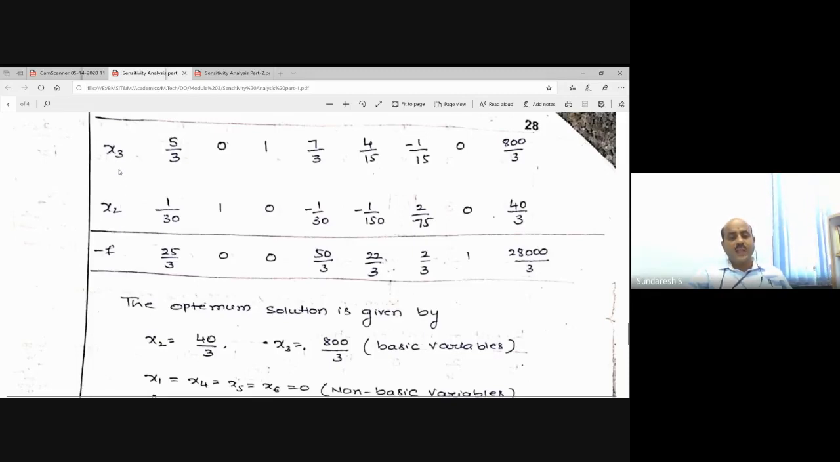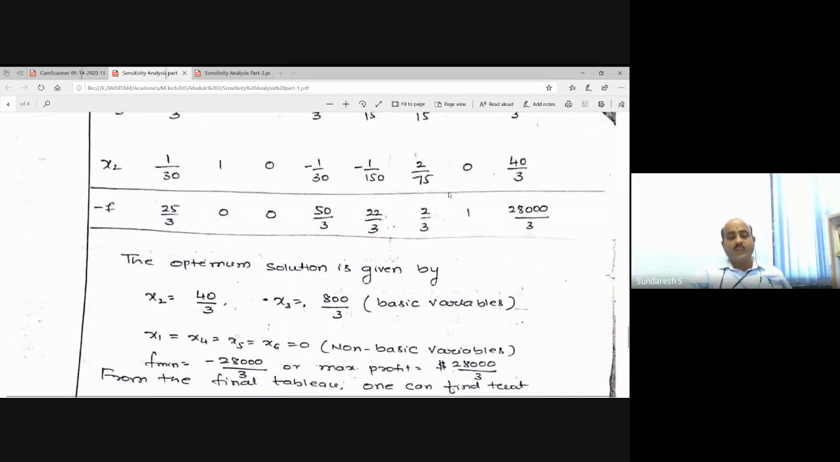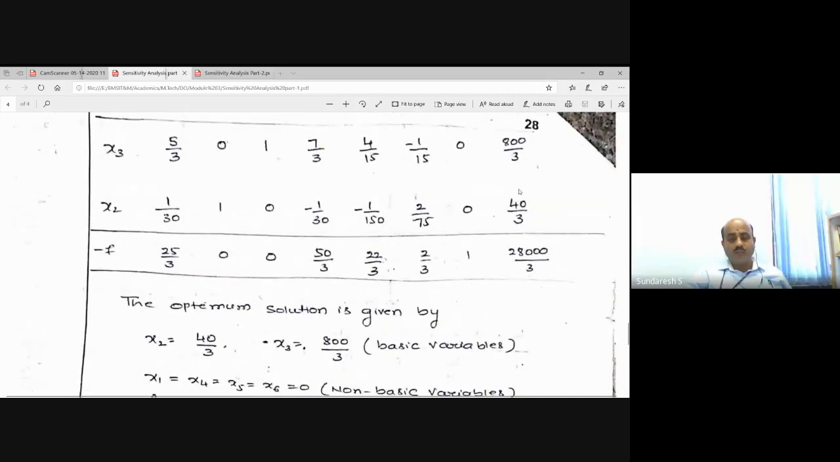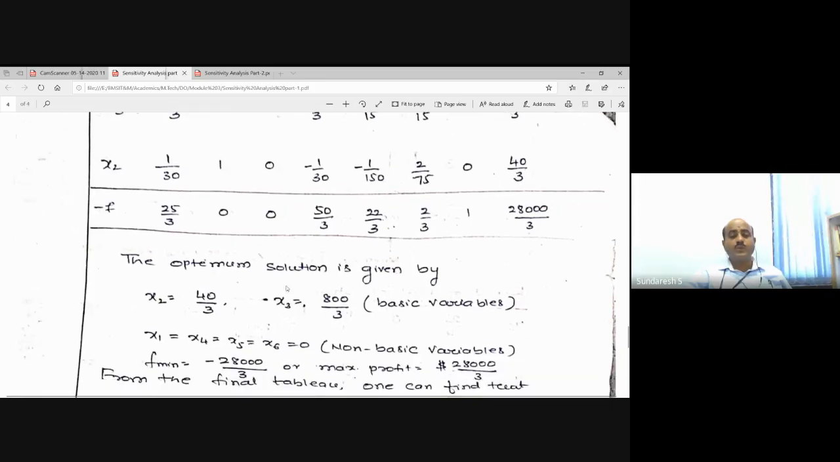X3 has got the value of 800 by 3, whereas x2 has got 40 by 3. So the values we're going to assign as the BI values. X3 is the optimum solution I'm talking about. Optimum solution means x3 is 800 by 3, whereas x2 is 40 by 3. This is what the optimum solution is given by: x2 is equal to 40 by 3, whereas x3 is 800 by 3. So these two will be considered as basic variables.